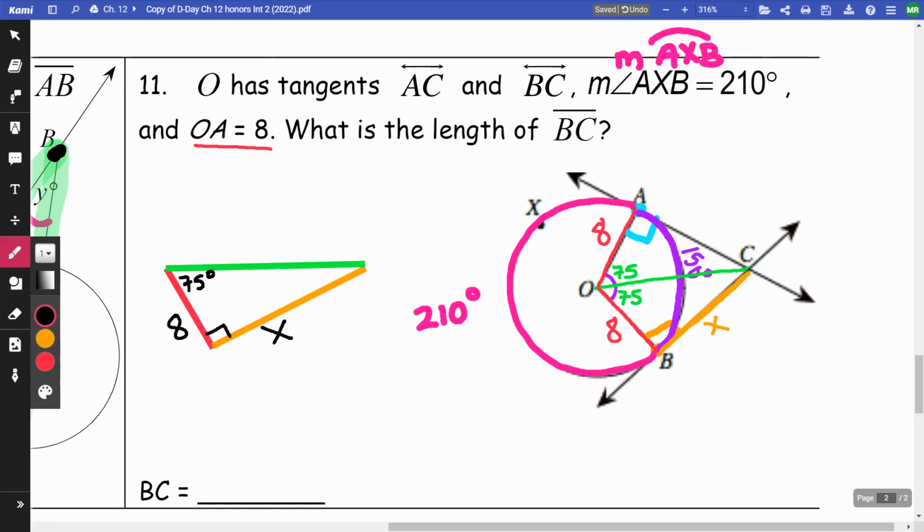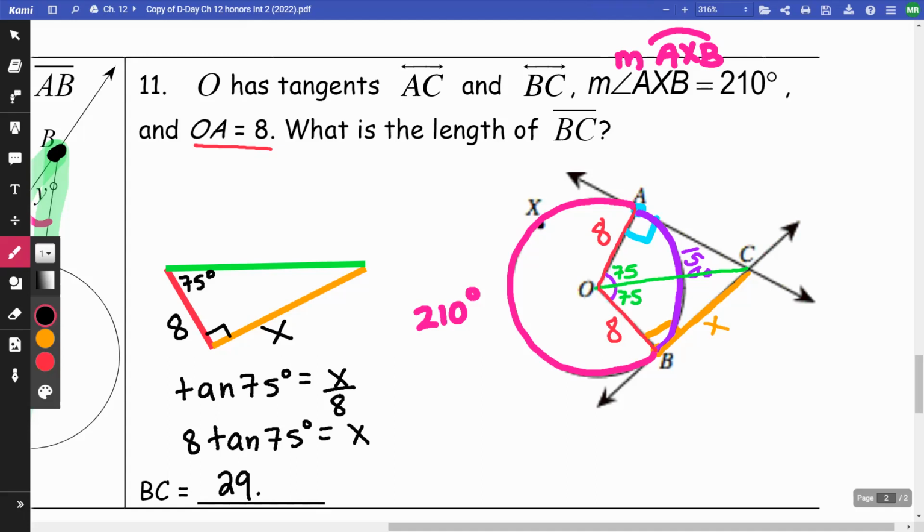I'm going to use trig. And I have tangent. So I'm going to do tangent of 75 degrees is equal to opposite over adjacent. So I'm going to have 8 tangent of 75 degrees. And when I put that in, 8 tangent of 75, I end up with 29 point about, let's say 856, so about 86. And they did not give us any units, so 29.86.